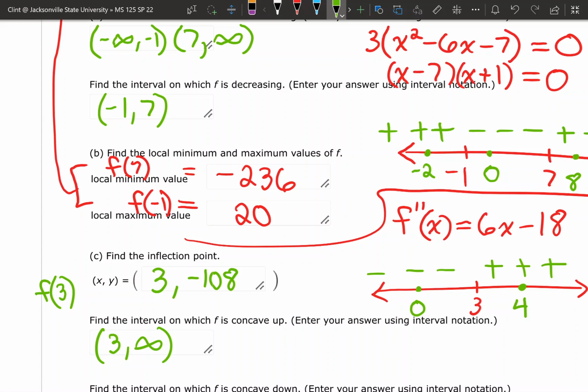All right. Question on that one? Yeah, and usually I just ask for the x coordinate, so you don't have to do that last step where you find the y value. You just give the x value.